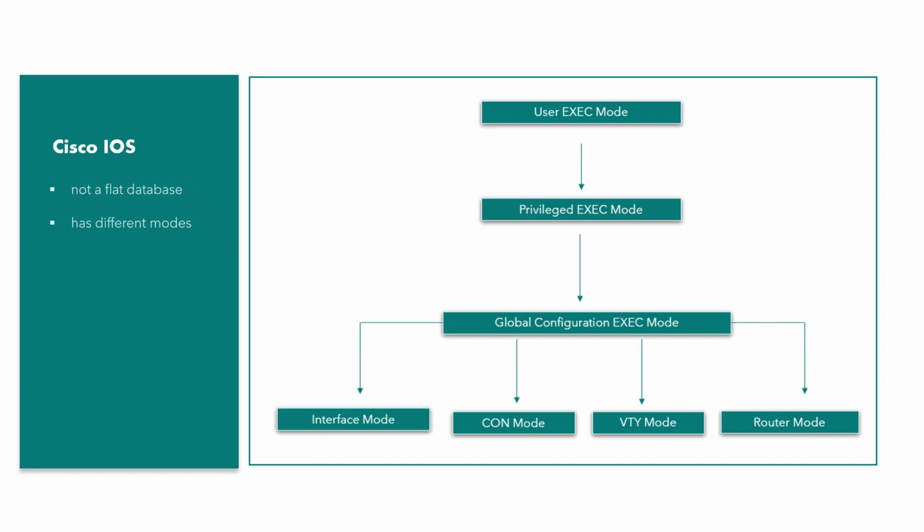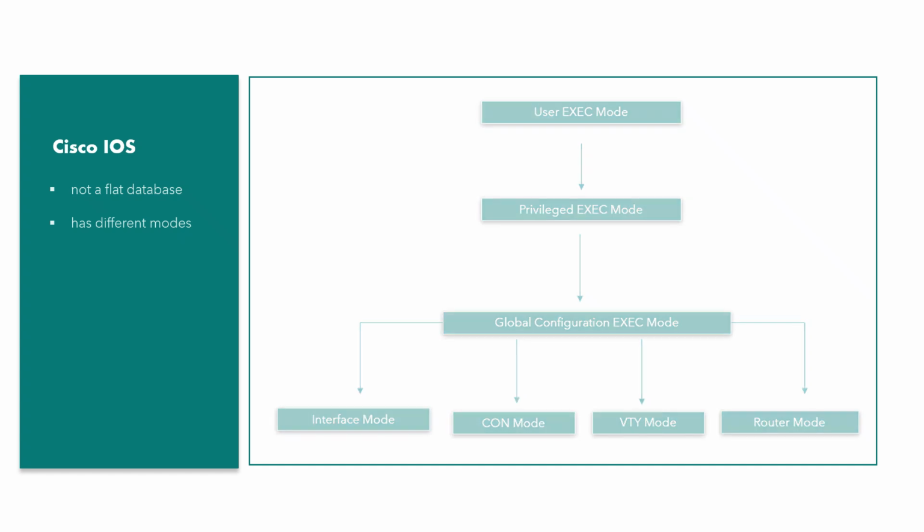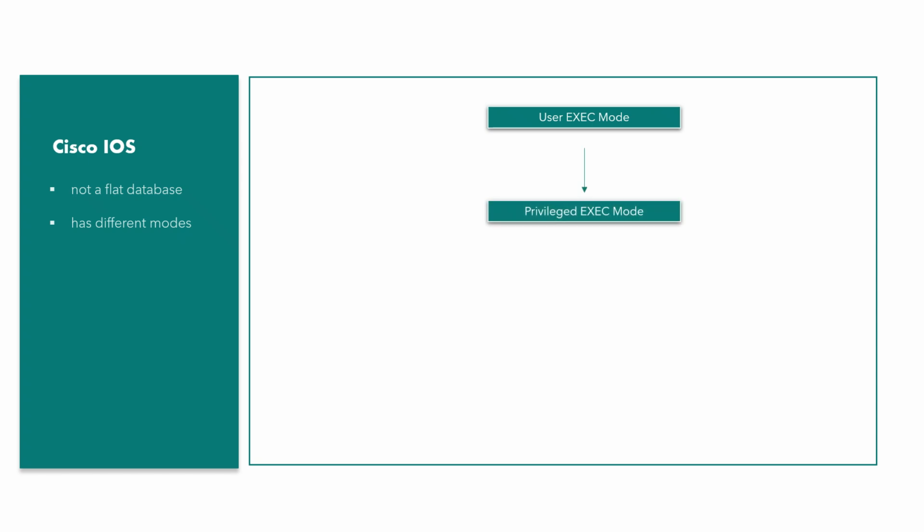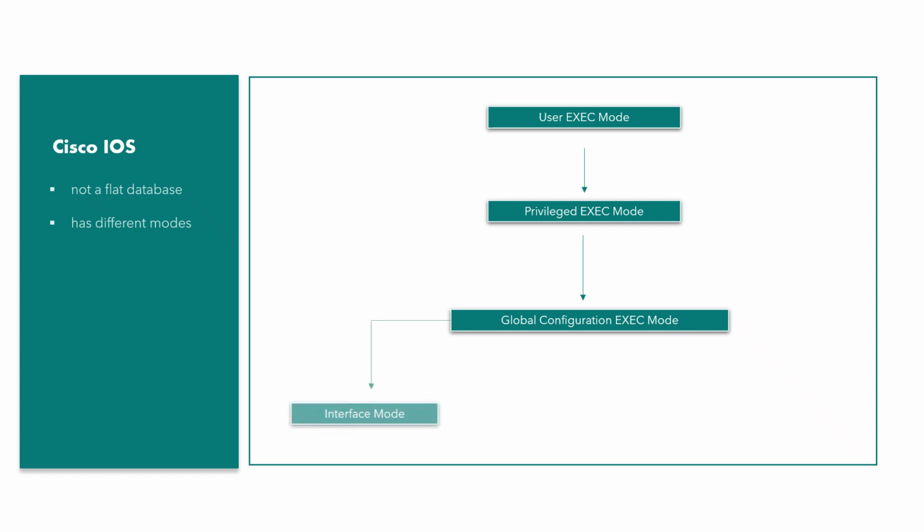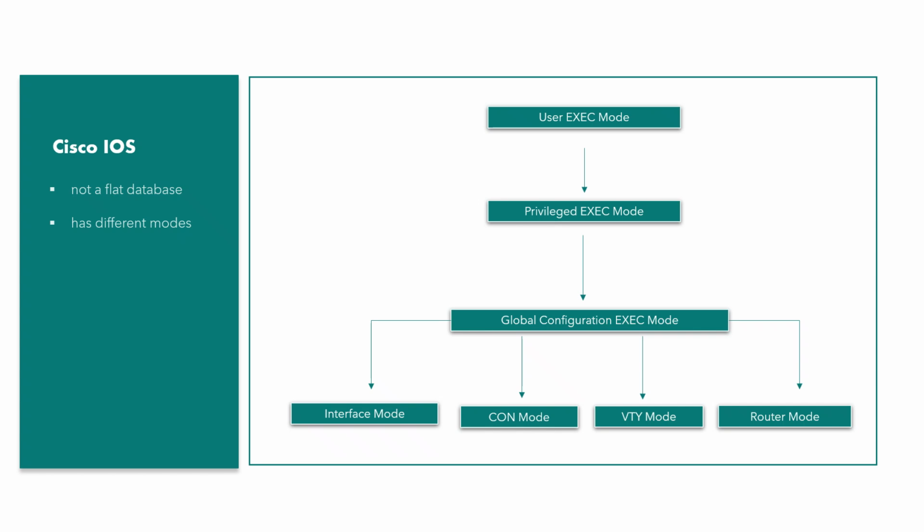Cisco Router's IOS is not a flat database. It has different modes. When you turn the router on, you'll access User Mode. From User Mode, you can access Privilege Mode. From Privilege Mode, you can access Global Configuration Mode. From Global Configuration Mode, you can access other modes such as Interface, CON, VTY, and Router modes.